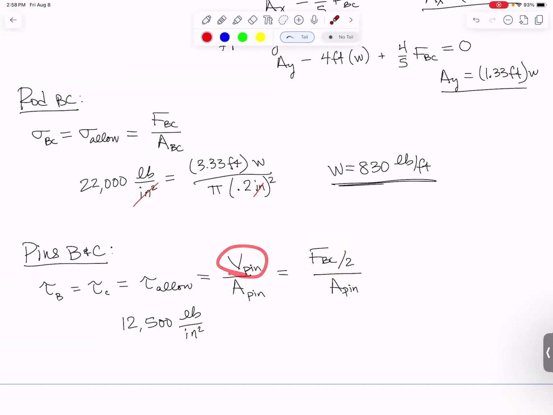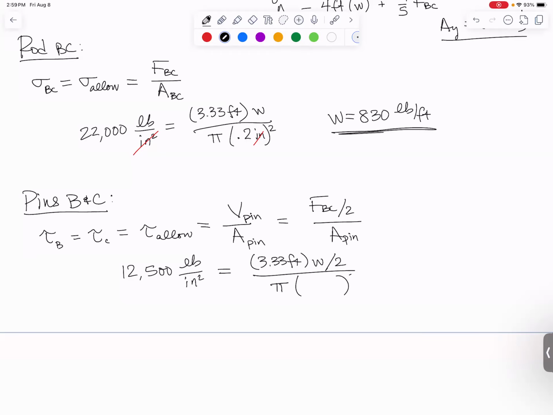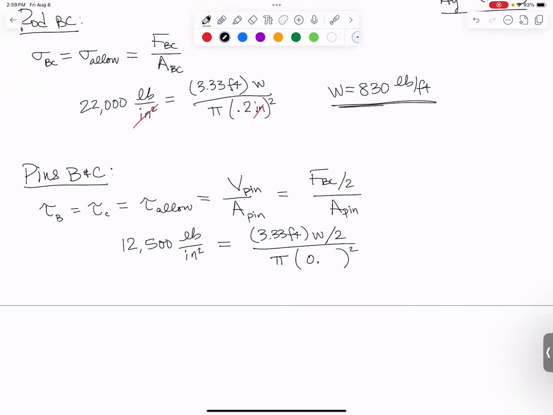That will give us the actual shear force on the pin, and then I need to divide it by the area of the pin. So this will be equal to FBC, 3.33 feet W, divided by 2, and then on the bottom will be the area of the pin. It's circular, so pi times its radius squared. And these pins are smaller. They have a diameter of 0.3 inches. Half of that will be 0.15 inches. The units are going to cancel out exactly like they did before. I've got square inches in the denominator on both sides of the equation. Solving, I'm going to get that W is 531 pounds per foot.